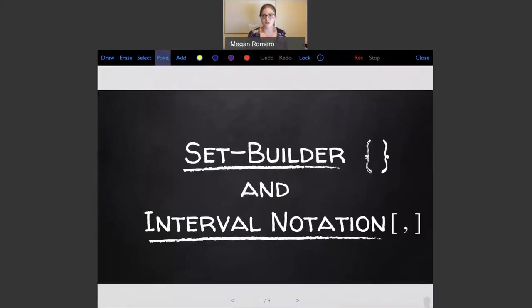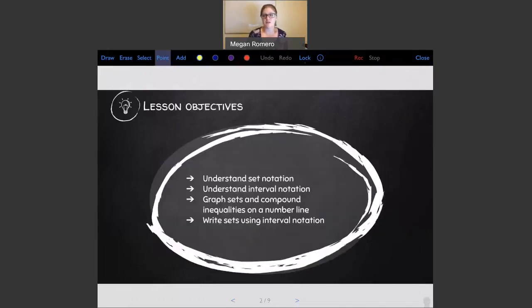In this lesson, we're going to talk about set builder and interval notation. Specifically, we'll understand set notation, we'll understand interval notation, we'll graph sets and compound inequalities, which relates to sets on a number line, and we'll write those sets using interval notation.